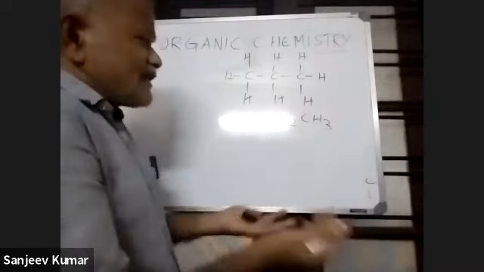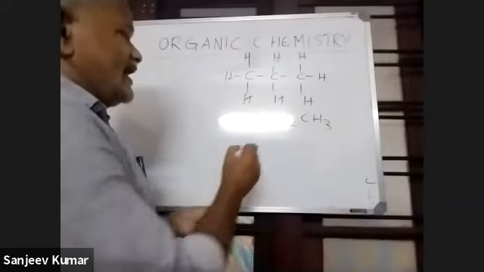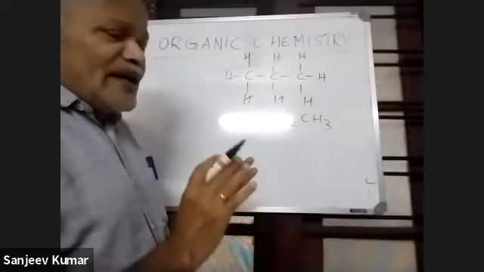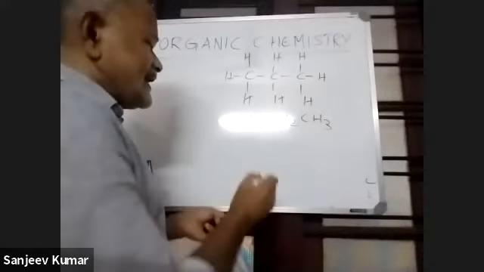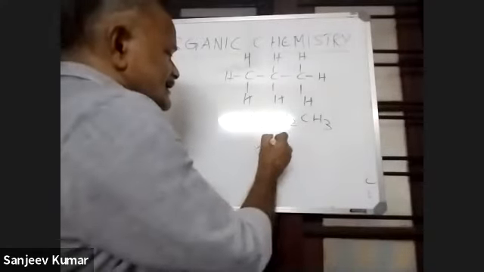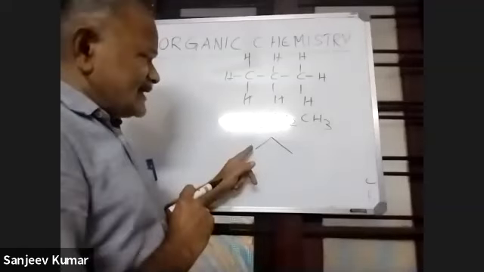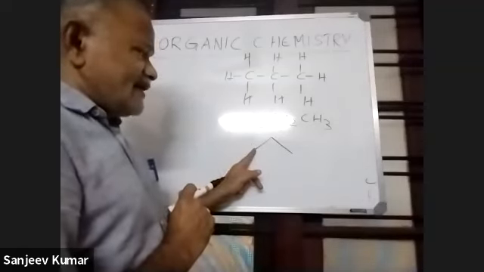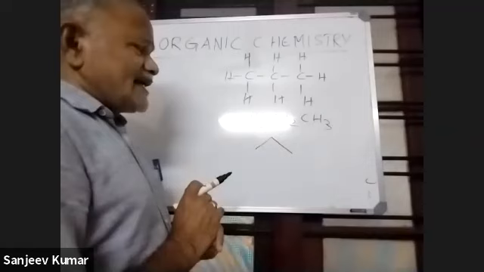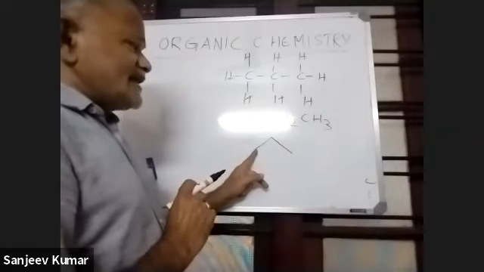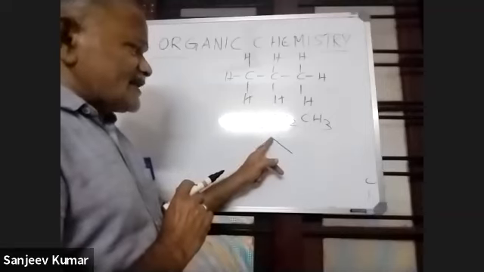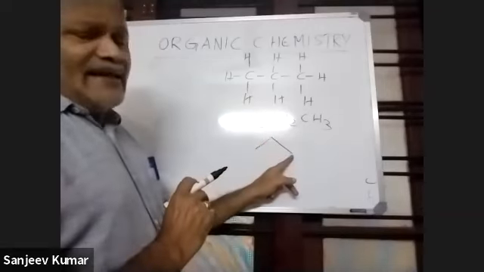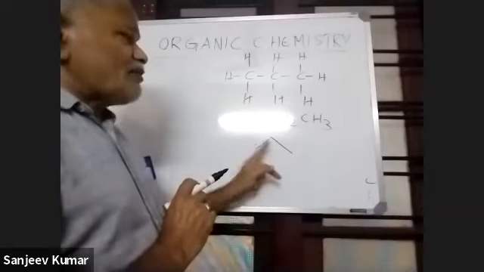But this can be expressed as a bond line formula, and in bond line formula you are not expressing the carbon atom or the hydrogen atom. It is propane. That means this is a terminal carbon atom and it is bonded to another carbon atom. Therefore, the other three valencies are saturated by hydrogen. It is CH3, this is CH2, and this is CH3. And this is in the case of propane.